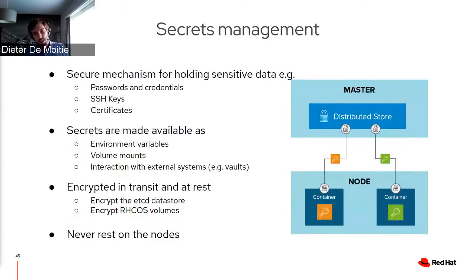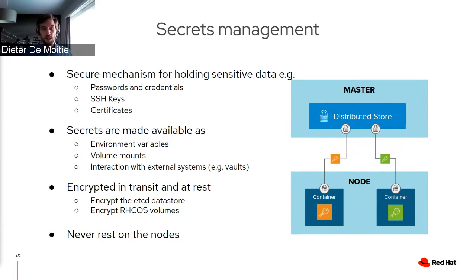Then there is secret management. Never ever store sensitive data in your container. Things like passwords, SSH keys, or certificates. Rather, create a secret object, or custom resource, in OpenShift, or work with an external or third-party vault. And then when the container is created, the secret is made available to the container as an environment variable or a volume mount, and so on.